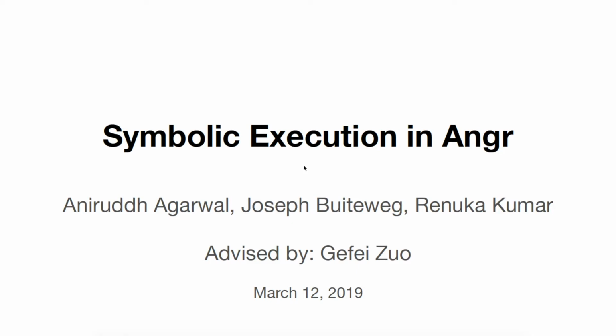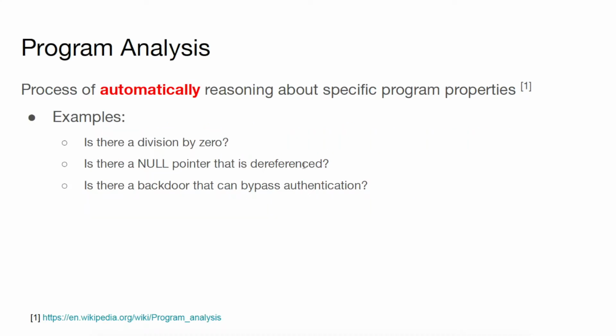Hello all, our project is on symbolic execution of angr. First off, let's try to understand why this problem is important. Software contains bugs and manually exploring large code bases is ineffective. To facilitate automated study of software, several program analysis techniques have evolved that allow study of software properties such as, does this code base dereference a null pointer, or does it contain a backdoor that bypasses authentication?